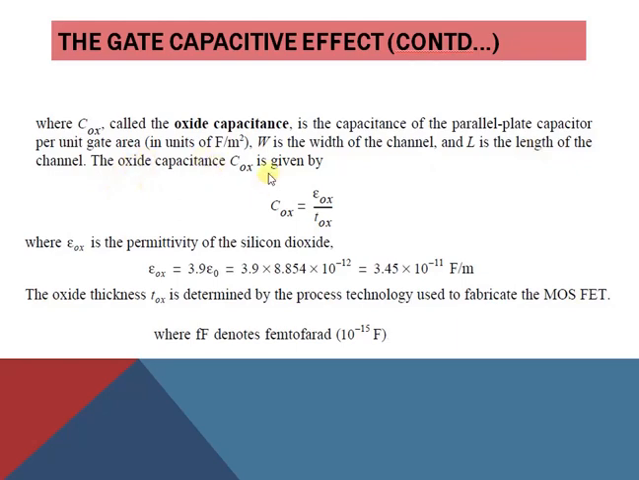To compute the value of COX, it is computed as EOX by TOX, where EOX is the permittivity of the silicon dioxide and this value is equal to 3.45 into 10 to the power minus 11 farad per meter, and oxide thickness TOX is determined by the process technology used to fabricate the MOSFET. Usually we represent these capacitances that we have just seen earlier in terms of femtofarad, that is in terms of 10 to the power minus 15 farad.